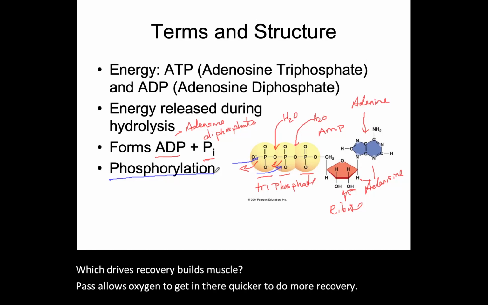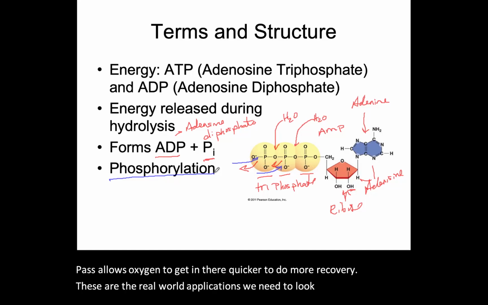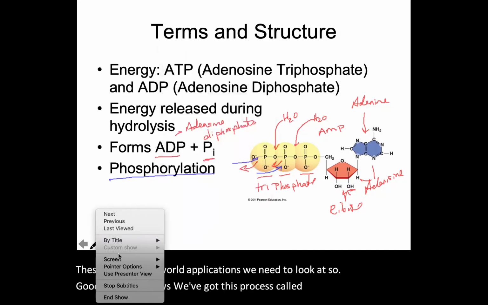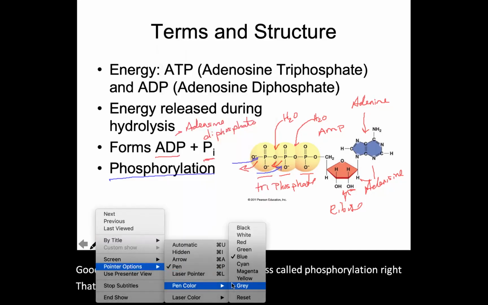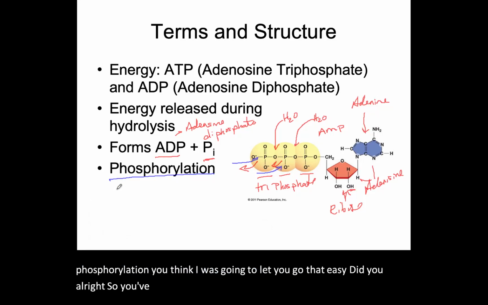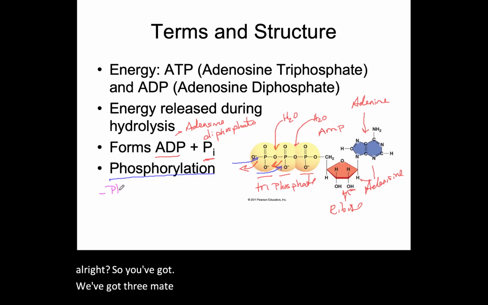These are the real world applications we need to look at. So, good news, bad news. We've got this process called phosphorylation. That's the good news. The bad news is there are different types of phosphorylation. You didn't think I was going to let you go that easy, did you? All right, we have three basic types.